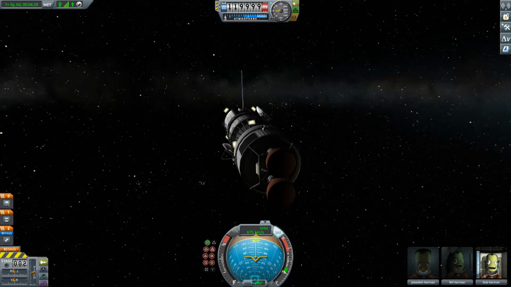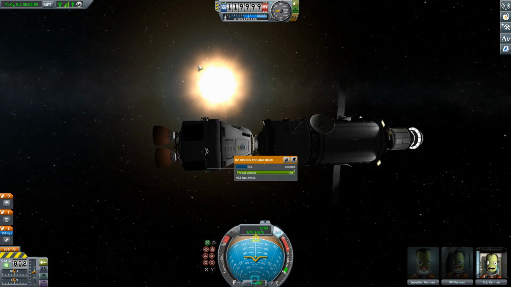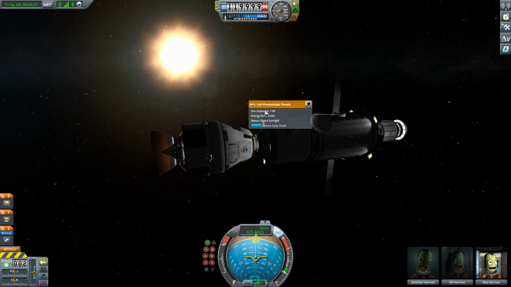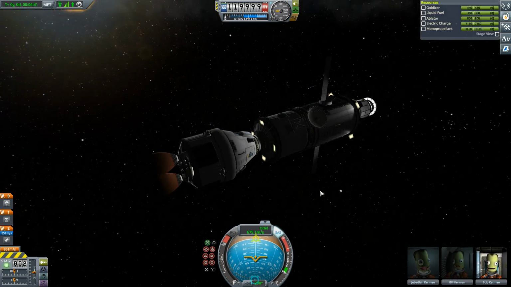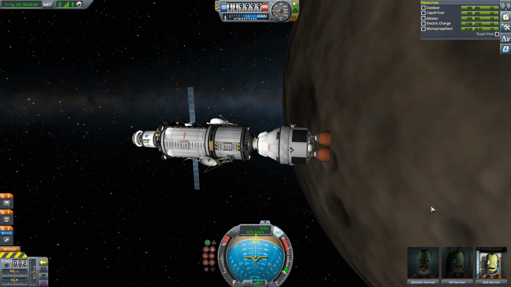And here we are in orbit about Moho with Kerbol large and blazing there for us. Our solar panels are nicely exposed and our batteries are completely charged up. So let's put this through the first test here.